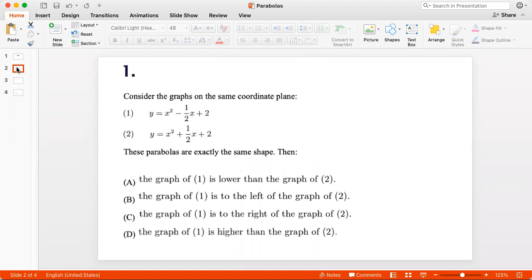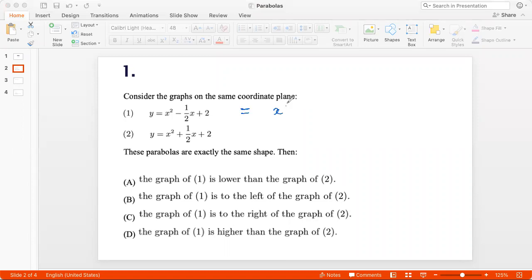Let's begin. Pause the video and solve the question. Once you are done, come back and check your answer. Consider the graphs on the same coordinate plane. y = x² − 1/2x + 2 and y = x² + 1/2x + 2. These parabolas are exactly the same shape. Then we are asked to choose how the graph of the first equation relates to the graph of the second. So let's try and solve this.